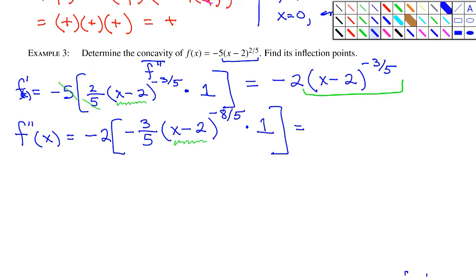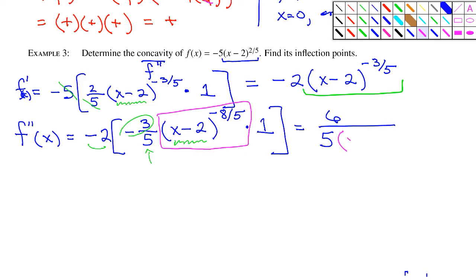And then let's see if we can simplify. So -2 times -3 is +6. The 5 is in the denominator. And the x minus 2 to the -8/5, because of the negative exponent, is going to go down into the denominator. When it goes down into the denominator, the exponent changes to a positive. And I needed to do that in this case. I didn't want to do it before in the first derivative because I was still taking derivatives. You don't want to simplify it to the final format until you're finished taking derivatives, unless you need it for something else. But here we want to do that so that we can actually see what's going to happen here.